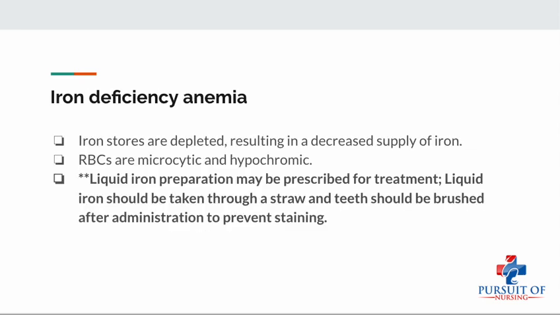Iron deficiency anemia. Of course, with iron deficiency anemia, the iron stores are depleted. This results in a decreased supply of iron. So your RBCs are going to be microcytic and hypochromic. The main thing to remember is that liquid iron is often prescribed for treatment. It should always be taken through a straw, and teeth should be brushed after administration to prevent staining.